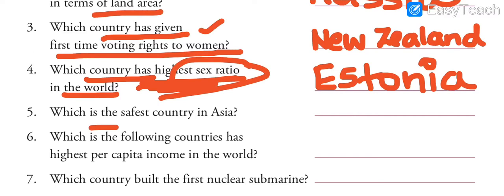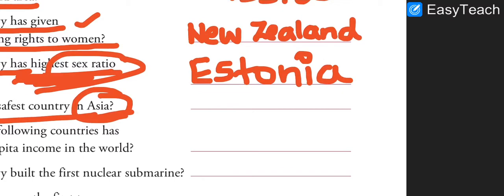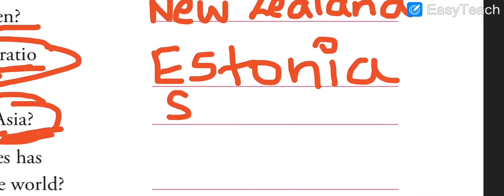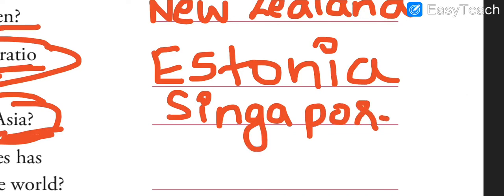Next is, which is the safest country in Asia? Now we are not talking about the world. We are talking about Asia. So the safest country in Asia is Singapore. Singapore is the safest country in Asia.